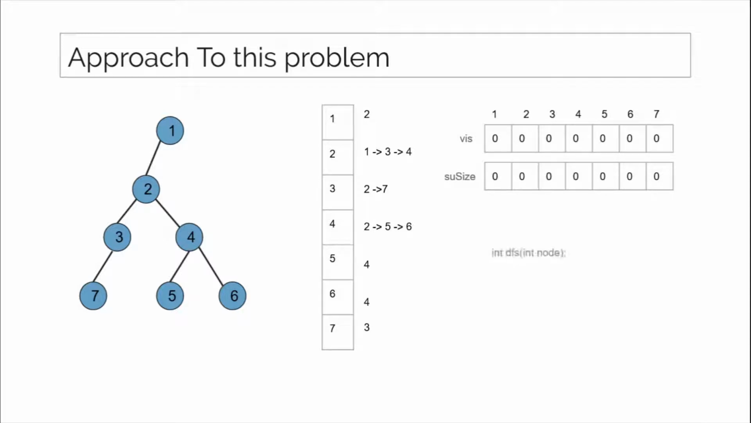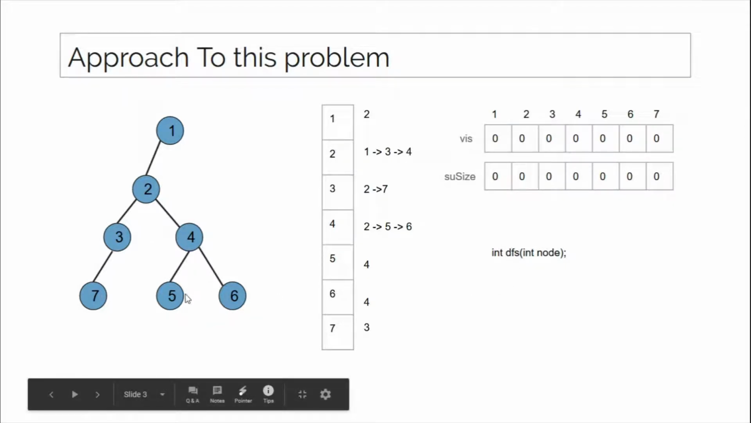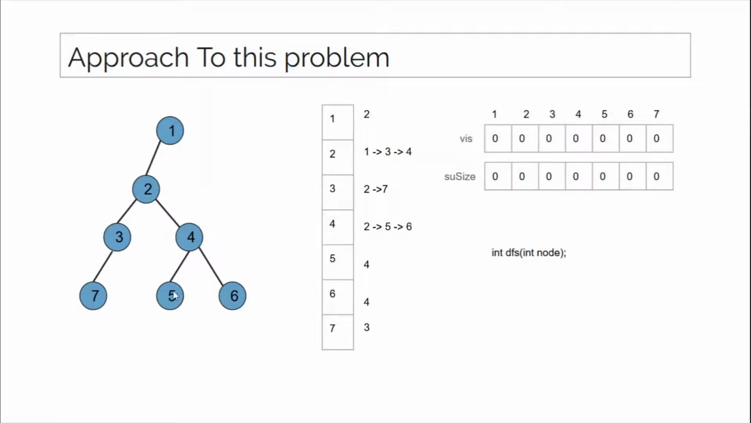But for now let's do it another way. We are going to define a DFS function which returns the size of the subtree rooted at a node. So if you make a DFS call to DFS 5, then it would return the subtree size of node 5. So the subtree size of node 5 is 1 because in the subtree of 5 there is only a single element.